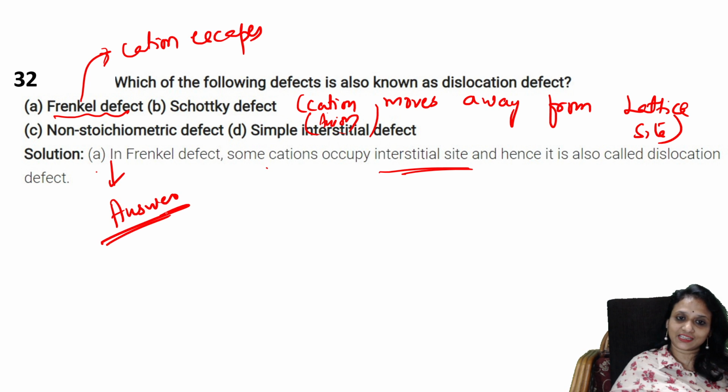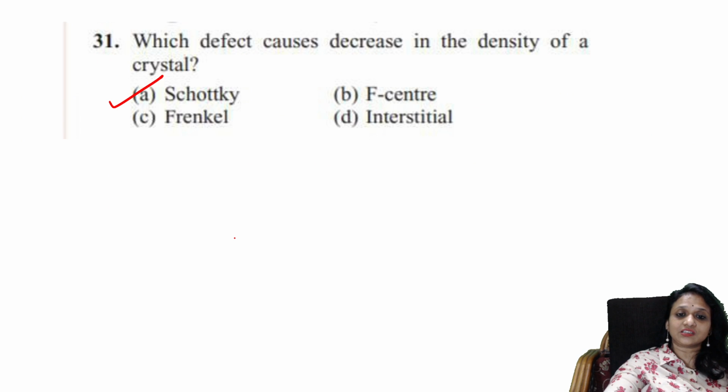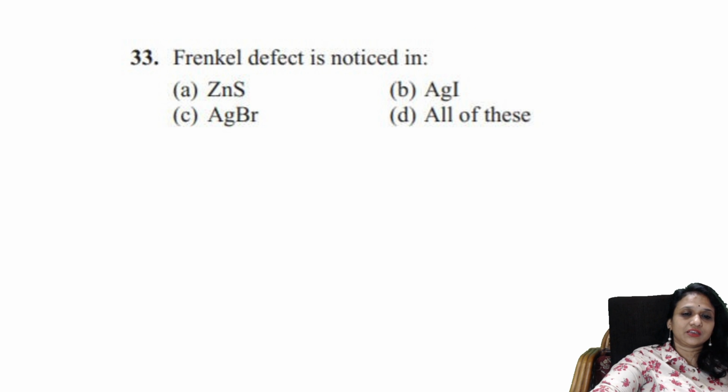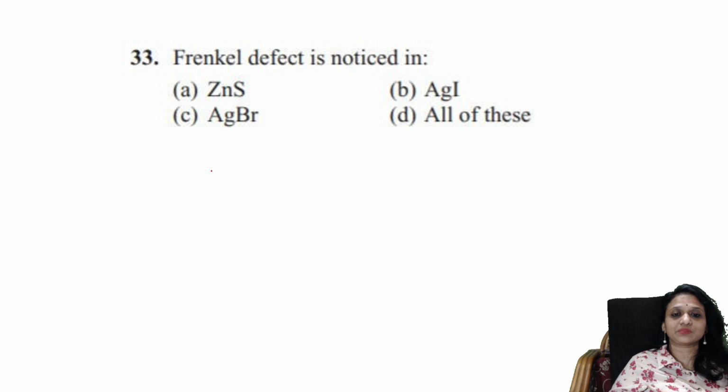Check. Okay. Alright. So what is the answer? Dislocation defects are nothing but Frenkel defect. So in the earlier case also, I said Schottky. Why is the density decreasing? Cation and anion are missing out from the lattice site. Clear? Alright. Let us see Frenkel defect. Frenkel defect is noticed in which? All are examples, students. These are all examples of Frenkel defect. You can easily take and note them as an example.